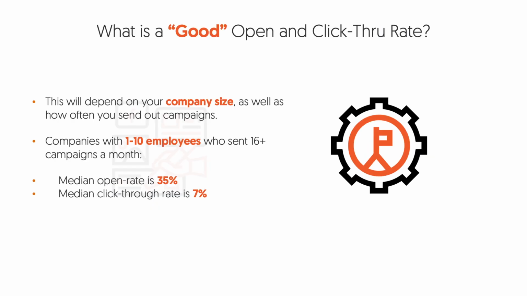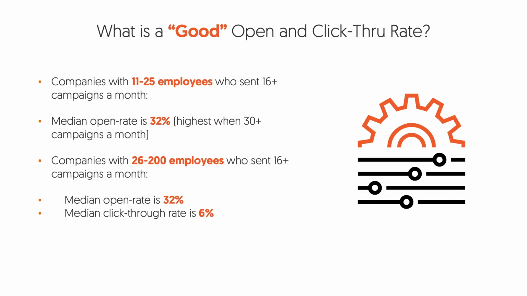So what is a good open rate or click-through rate? Well, with companies of 1 to 10 employees who sent 16 plus campaigns or emails in a month, median open rate was 35% and click-through rate was 7%. Now, if you're a much bigger company, you're going to see your rates slowly decline, because over time you probably have bigger lists from what we're seeing versus companies who have much smaller employee count. They tend to have smaller lists that tend to be engaged, but as your list gets bigger and bigger, usually you'll see your rates drop down.